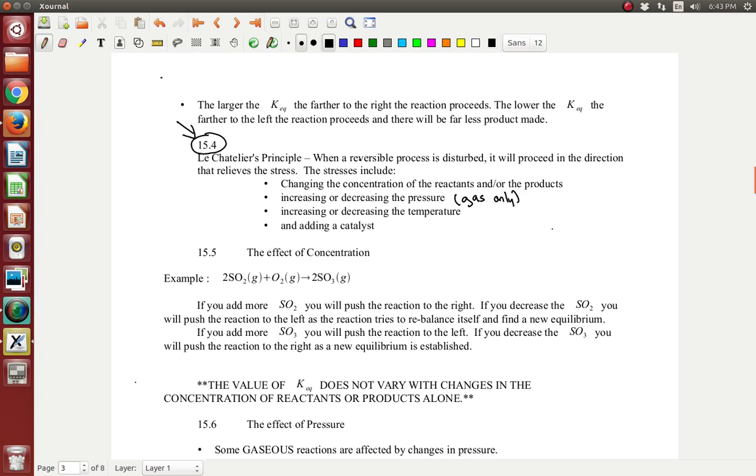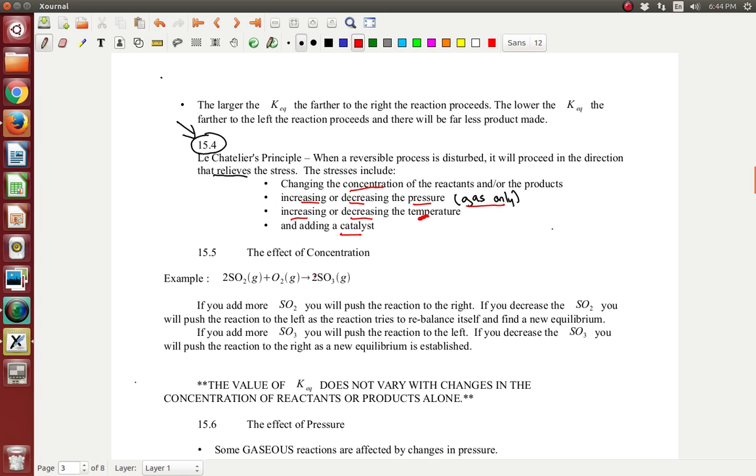When a reversible process is disturbed, it will proceed in the direction that relieves the stress. The stresses include changing the concentration, increasing or decreasing the pressure, which only deals with gases, increasing or decreasing the temperature, and adding a catalyst. We're going to go through each one of these things. The first is the effect of concentration.